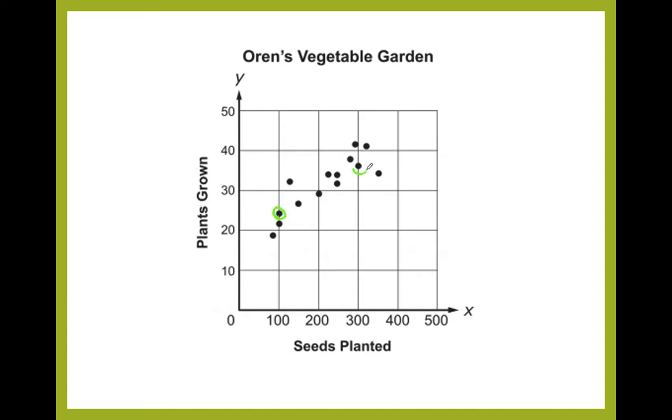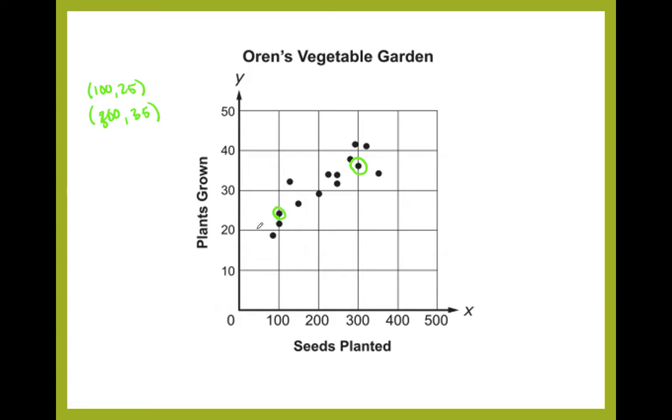Just for the sake of doing this example together, the two points that I picked for this line of best fit to go through are 100 and 25, and then I also picked 300 and about 35. Now these aren't perfect because this one is not exactly at 35, but just for the sake of estimating our line of best fit, I'm going to use those points.